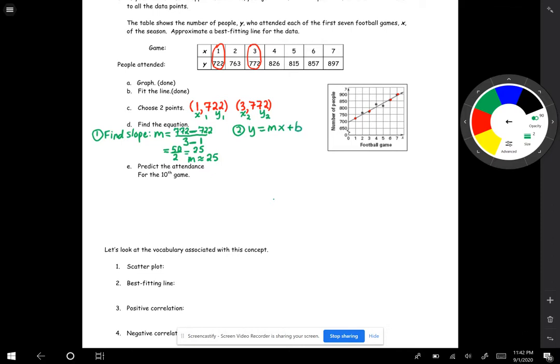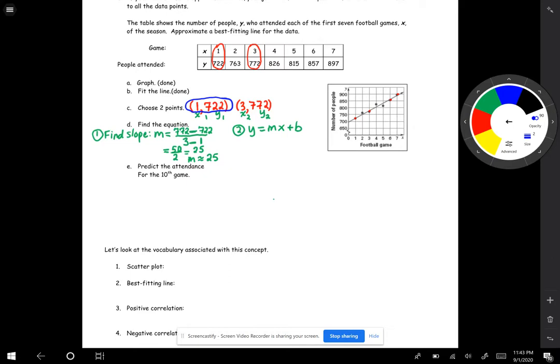So we can't get it from the table because there is no 0 for x. And remember, when x is 0, the value for y will be the y-intercept. So what we're going to do is use one of these 2 points above. We're going to use either 1 comma 722 or 3 comma 772. I like this one. The smaller numbers are better and positive numbers are better. Well, both pairs of points are positive, so you're just going to pick.